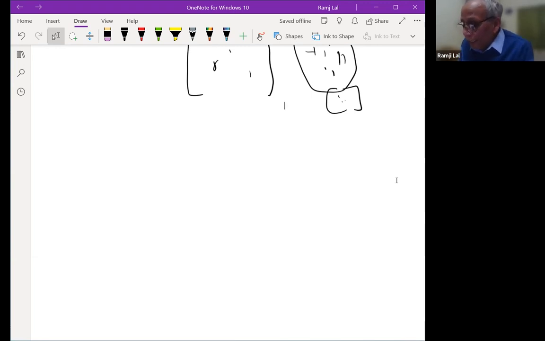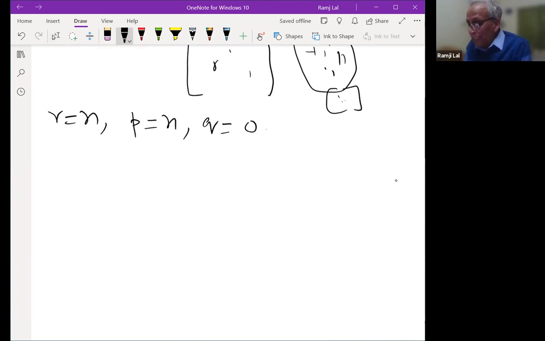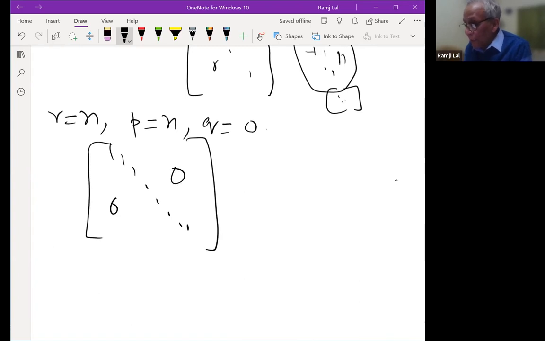So in that case, this R is your N, right? And P plus Q: P is also your N and Q is 0. So if that is the case, how does the form look? The matrix is of the type 1 1 1 1 1 1 here in the real case, right? So positive definite, and in the complex case also, 1 1 1 1 here.